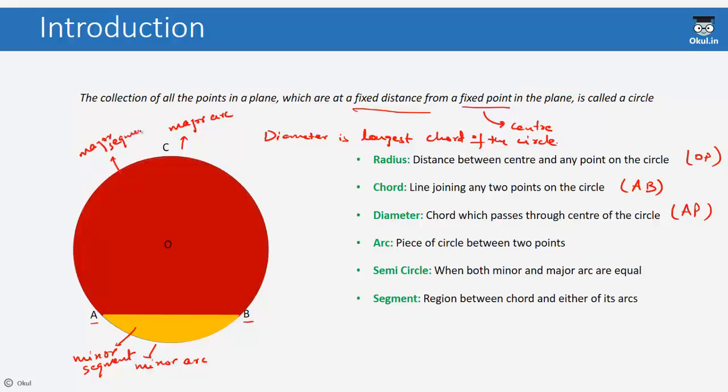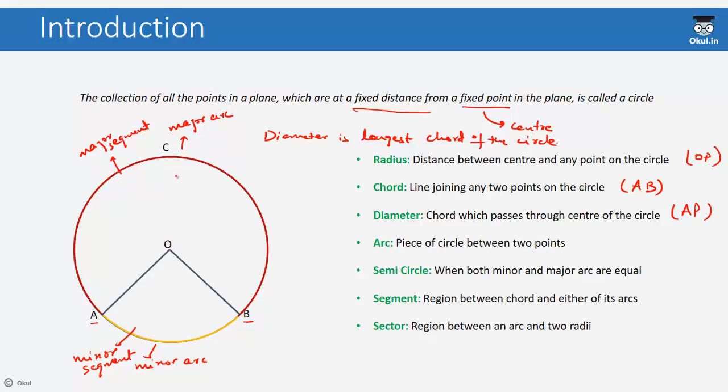major segment. Now let us learn about the sector of a circle. The region between an arc and the two radii is called the sector. So we have the arc AB, and we have two radii, that is OA and OB. Now the region formed between them, that is the region OAB, is called the sector of the circle. That is this yellow shaded region, this is the sector of the circle.